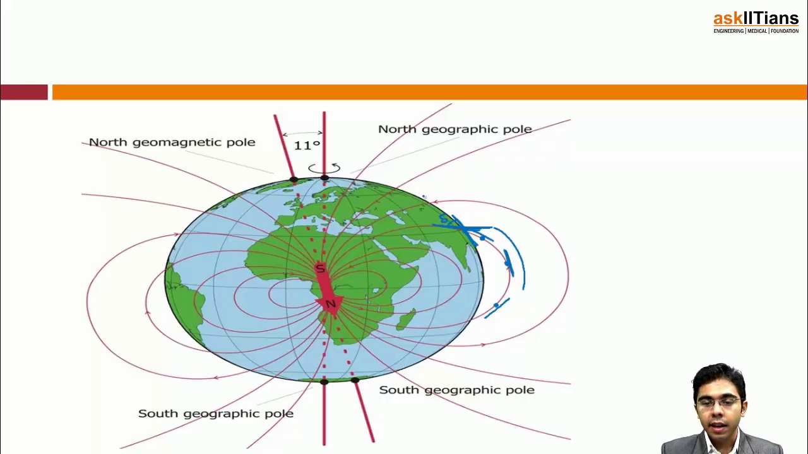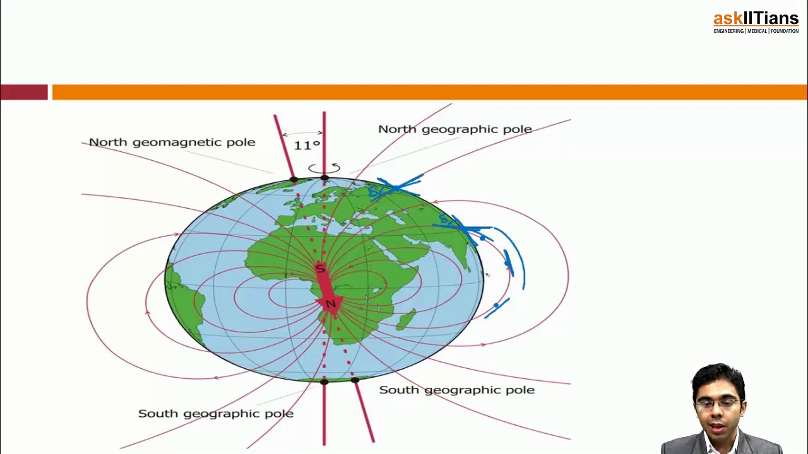Now let's look at another place. Here the direction of the horizontal component of the magnetic field is this, but the magnetic needle will be something like this, tangent to this. Therefore this is the angle delta. So we have different angles of dip at different places.